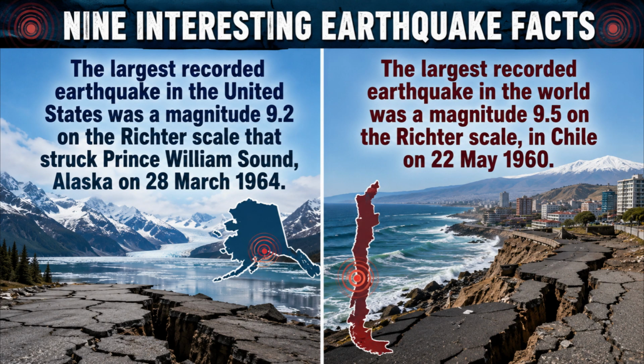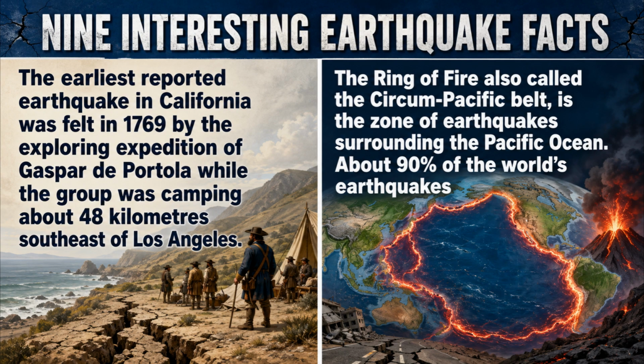Let's listen to 9 interesting earthquake facts. The largest recorded earthquake in the United States was a magnitude 9.2 on the Richter scale that struck Prince William Sound, Alaska on 28 March 1964. The largest recorded earthquake in the world was a magnitude 9.5 on the Richter scale, in Chile on 20 May 1960. The earliest reported earthquake in California was felt in 1769 by the exploring expedition of Gaspar de Portola while the group was camping about 48 kilometers southeast of Los Angeles.